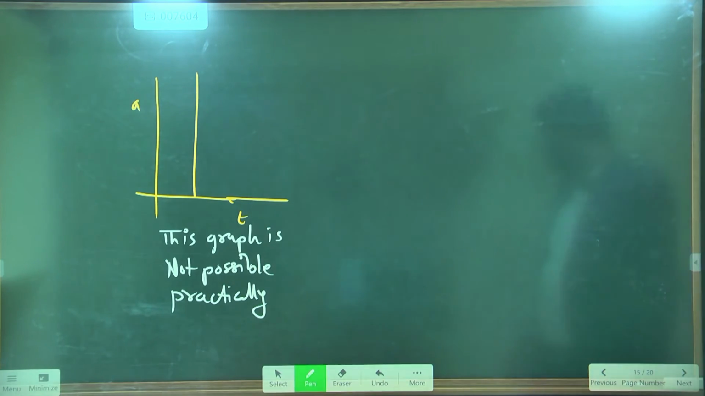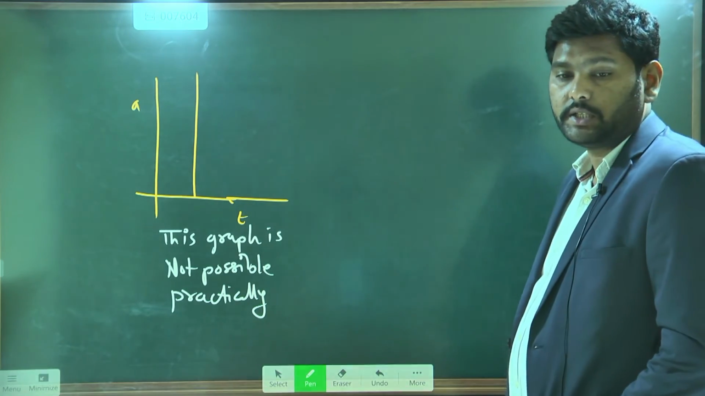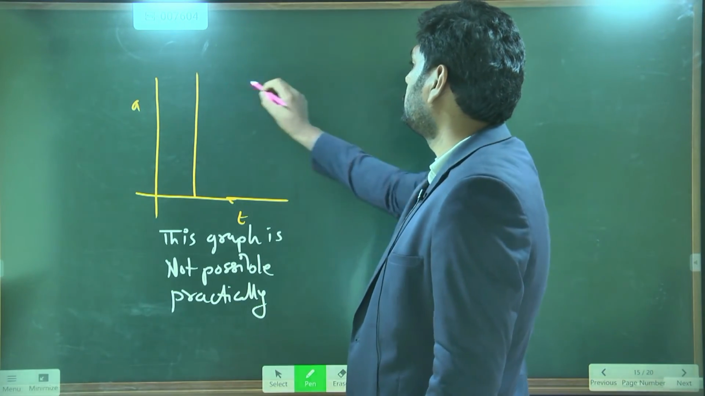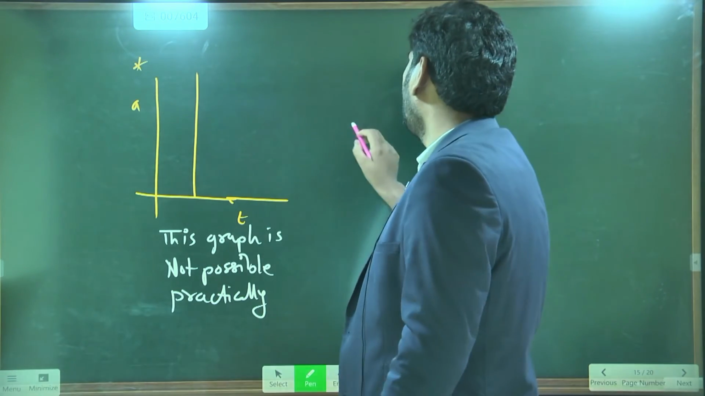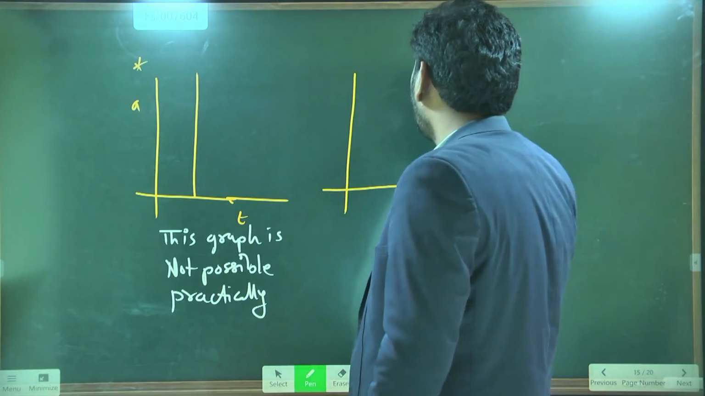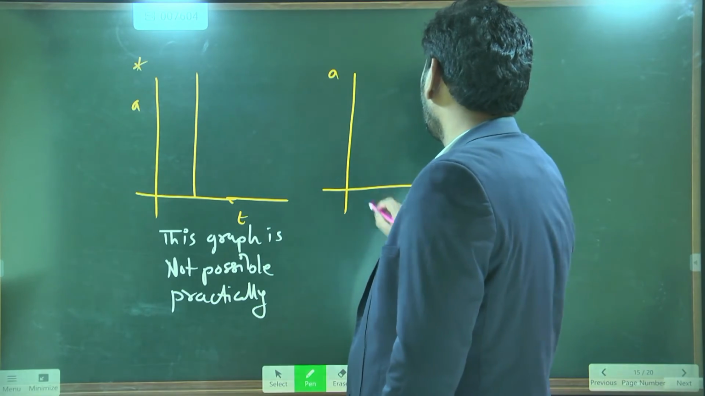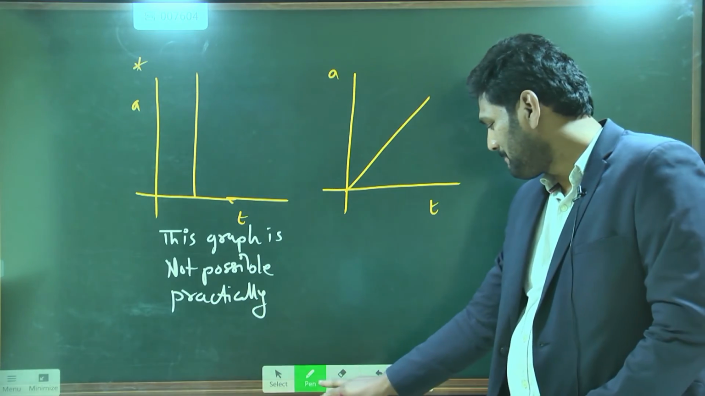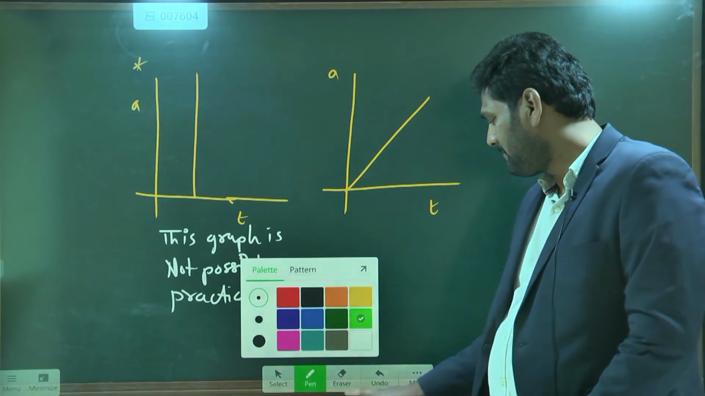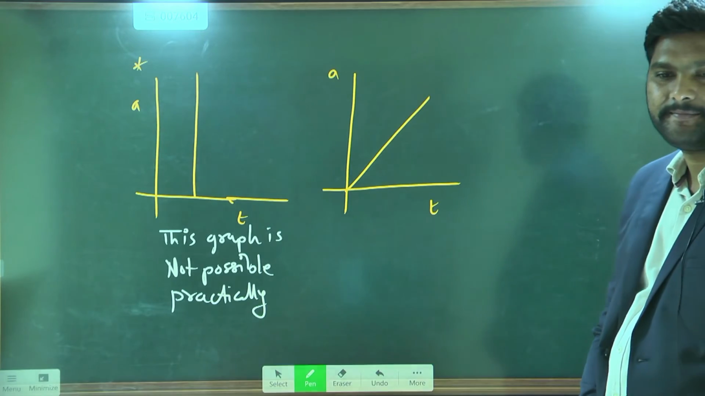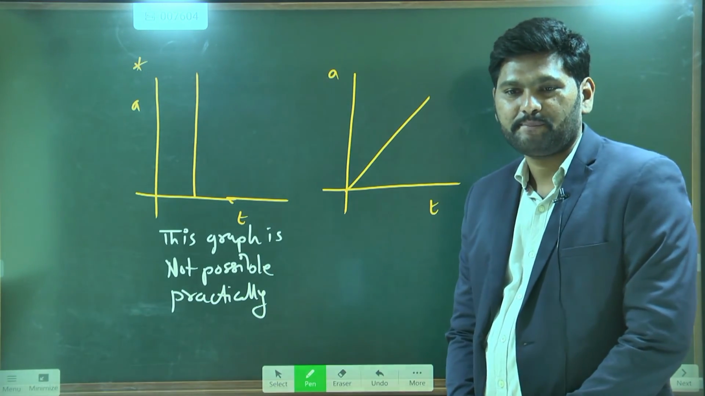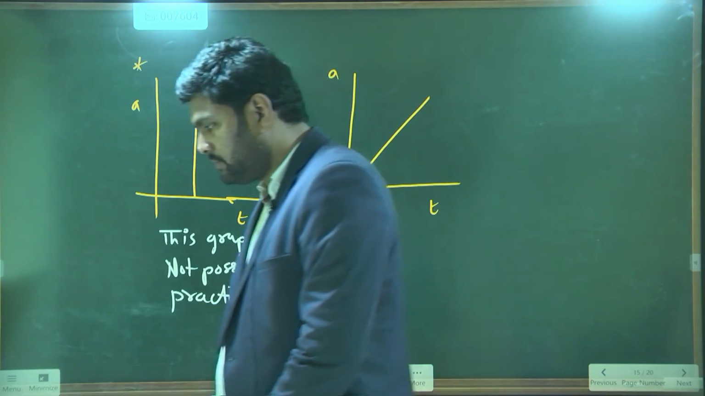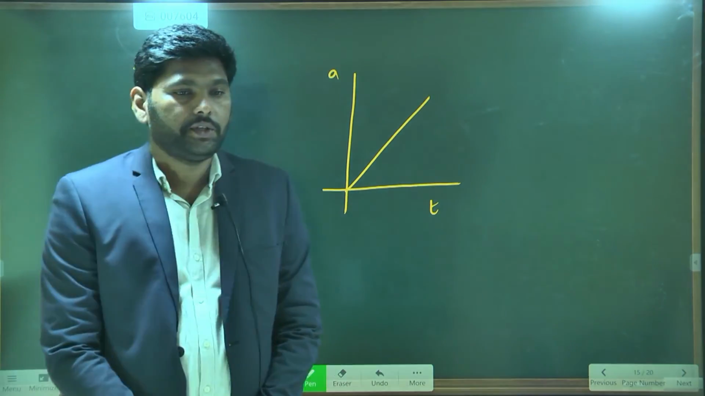Next graph. This is our next graph. What is this graph? What does this graph represent to you? What information is it giving?